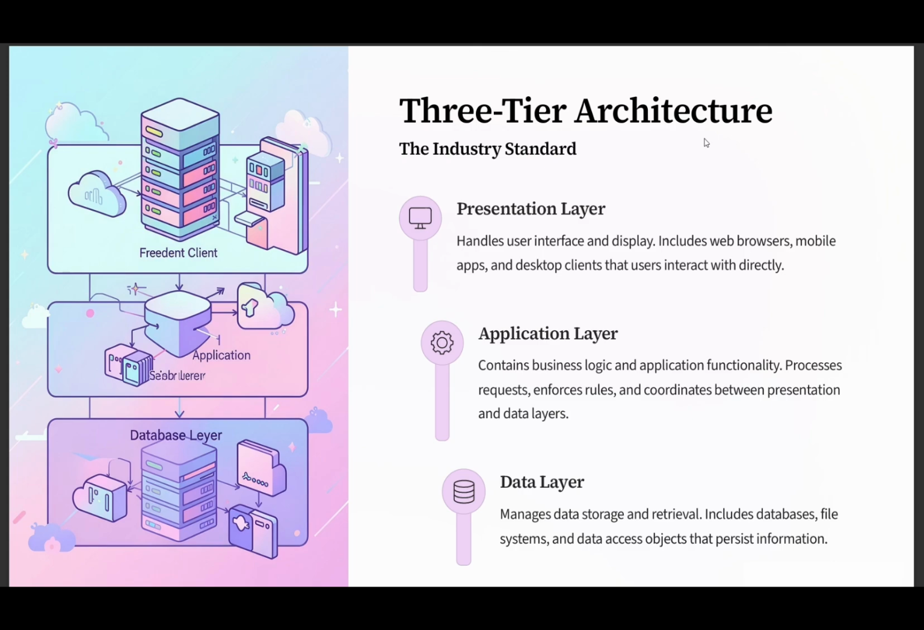It consists of three layers. The first is the presentation layer. This is what the user interacts with, such as websites, mobile apps, or desktop interfaces. The second is the application layer. This layer contains the business logic. It processes user requests, applies rules, and manages communication between other layers. The third is the data layer, which stores and manages data in databases.